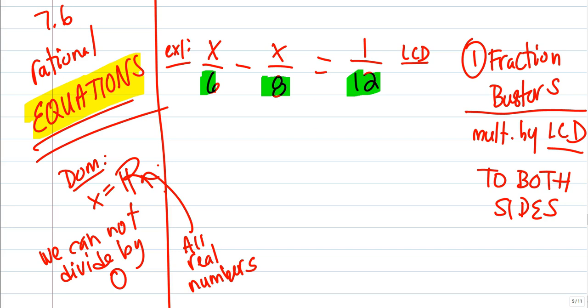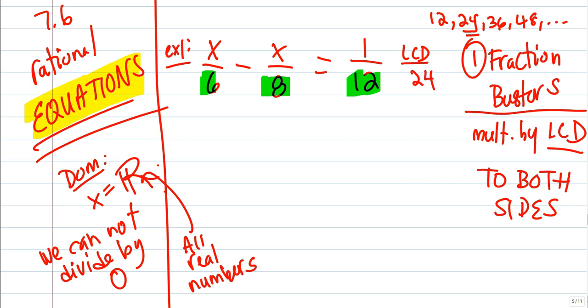Okay? So 6, 8, and 12, if you're not sure, I say take the larger of the numbers, 12, and count by 12. Well, 12, well dang, 6 could go into 12, but 8 can't. Okay, keep counting by 12. 24, 36, 48, as many as you need, but find something that both 6 and 8 can go into. Well, 6 can go into 24, 8 can go into 24, so our least common denominator is 24.